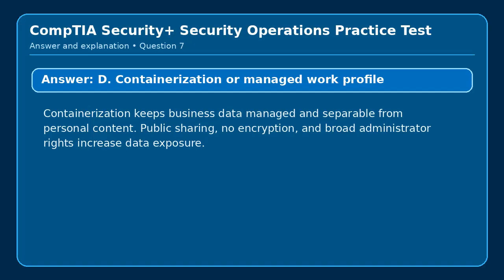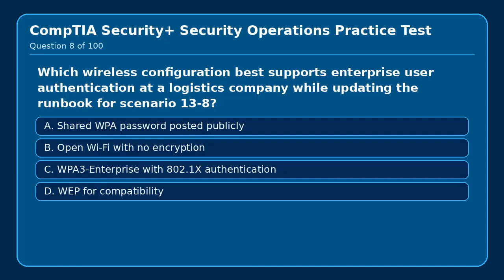Question 8. Which wireless configuration best supports enterprise user authentication at a logistics company while updating the runbook for scenario 138? A. Share WPA password posted publicly. B. Open Wi-Fi with no encryption. C. WPA3 Enterprise with 802.1X authentication. D. WEP for compatibility. Take a moment to choose your answer.